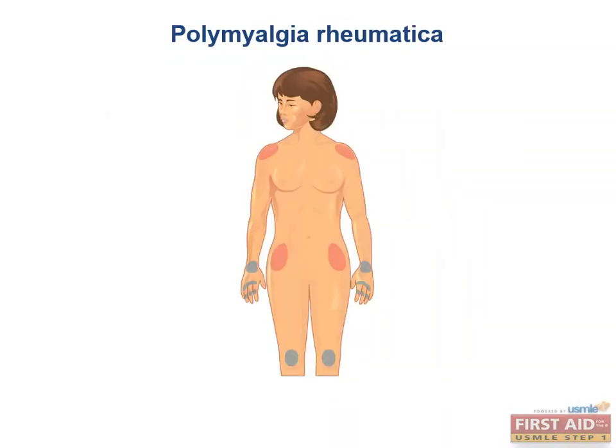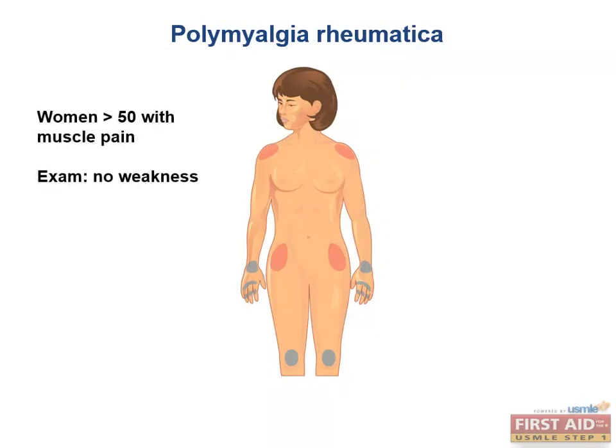The next disease that we'll discuss is Polymyalgia Rheumatica, a disease marked by pain and stiffness in proximal muscle groups and joints, namely the hips and shoulders. There are often constitutional symptoms as well, including fever, malaise, and weight loss. So what should you look for in the clinical presentation? A woman older than 50 complaining of muscle pain without muscle weakness on exam.